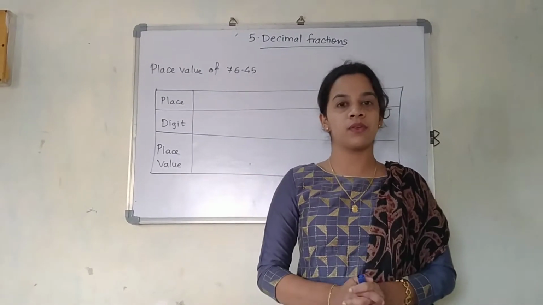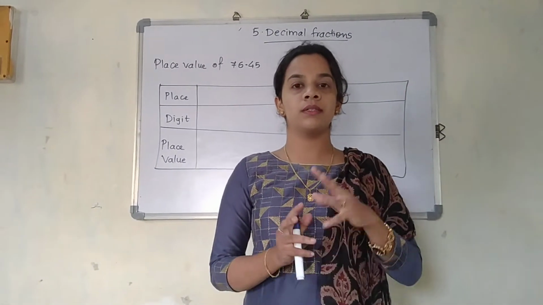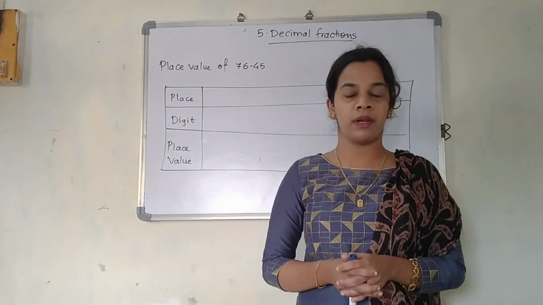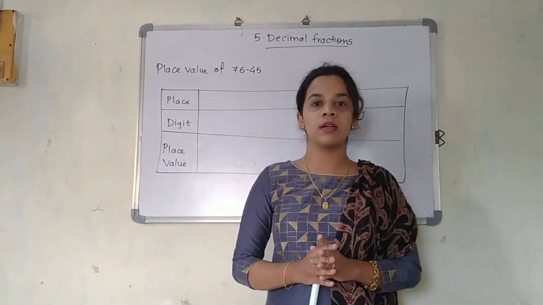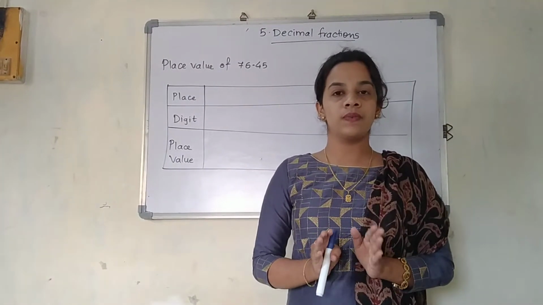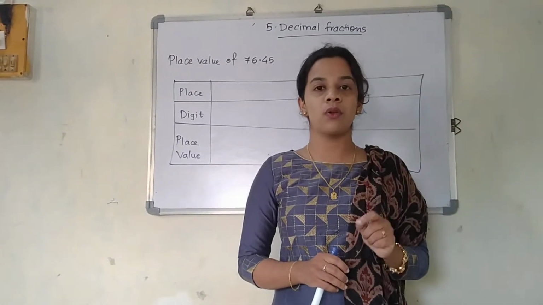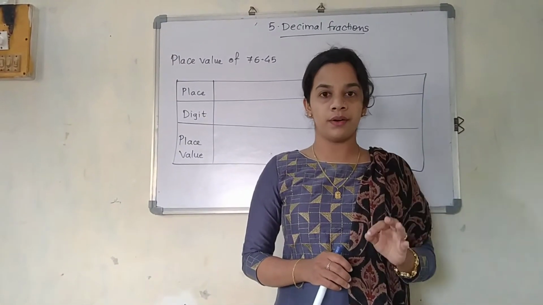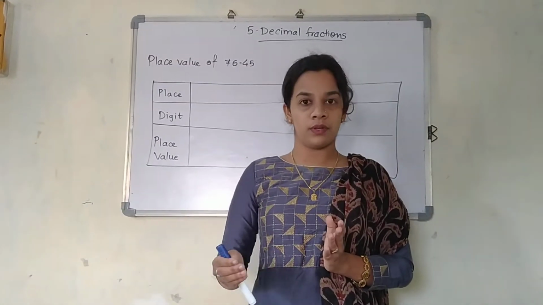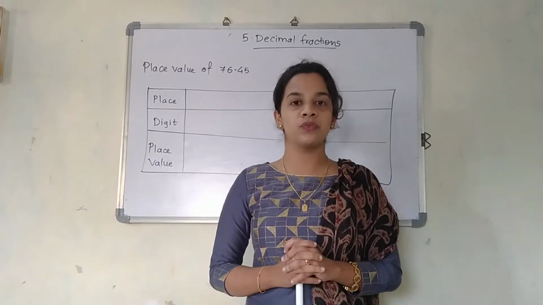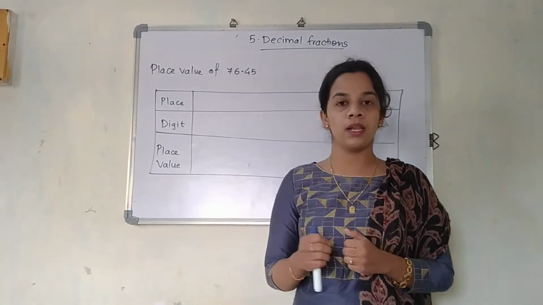Before we start decimal fractions, just tell me what is meant by fractions. Fractions, we know, are in the form of numerator and denominator. But what do decimal fractions mean? I think you know this concept. You have already learned it in your 5th standard. A decimal fraction is a fraction whose denominator consists of 10, 100, 1000, 10,000 and further multiples of 10. So decimal fractions are those fractions whose denominator consists of 10, 100, 10,000 and so on.